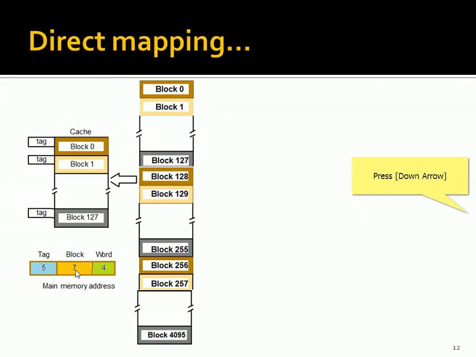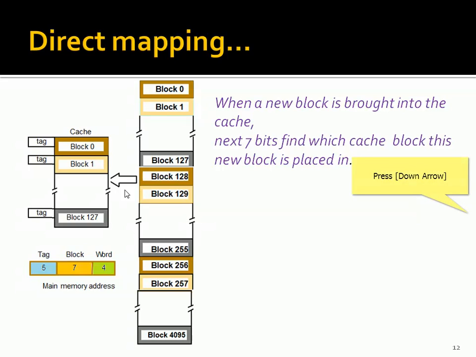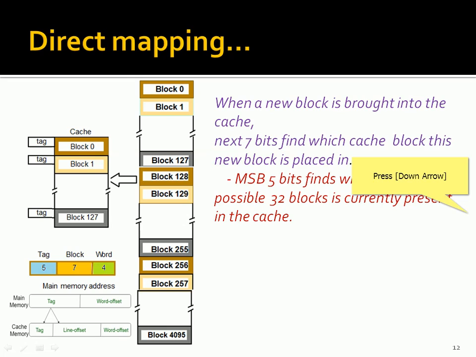So here is the direct mapping continuation. When a new block is brought into the cache, the next 7 bits find which cache block it is to be placed in. So the 7 bits, from 2 power 7, tell us in which block we have to place this. The higher 5 MSB bits find which of the possible 32 blocks is currently present in the cache. So these are tag bits.